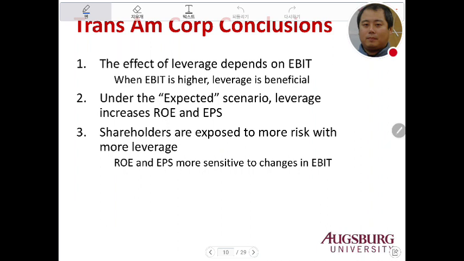So the conclusion of this example is that the effect of leverage depends on EBIT. If EBIT is higher, then leverage is beneficial. If it is lower, then it's not beneficial. Now, under the expected scenario, leverage increases ROE and EPS, and shareholders are exposed to more risk with more leverage because ROE and EPS are more sensitive to changes in EBIT. Creditors basically just receive a fixed amount of money, which is $400,000, the interest expense, but shareholders should pay for it. So if EBIT is lower, then their cost is relatively higher.